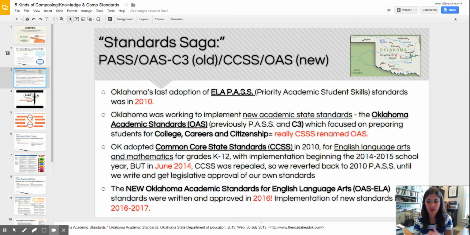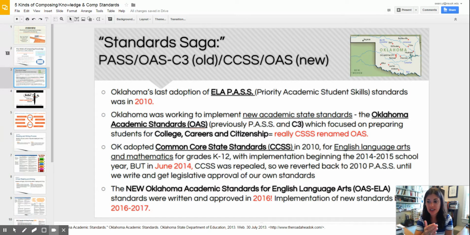Student standards, that is what teachers teach. Those are the things that students should know and be able to do. So in 2010, our last adoption of PASS, those are the Priority Academic Student Skills. So we've been teaching with those since 2010. But we were working to implement new academic state standards, and those were called the Oklahoma Academic Standards, OAS. So those were the previous PASS standards combined with C3, and C3 stands for College, Career, Citizenship. Really, those standards were Common Core, just renamed.